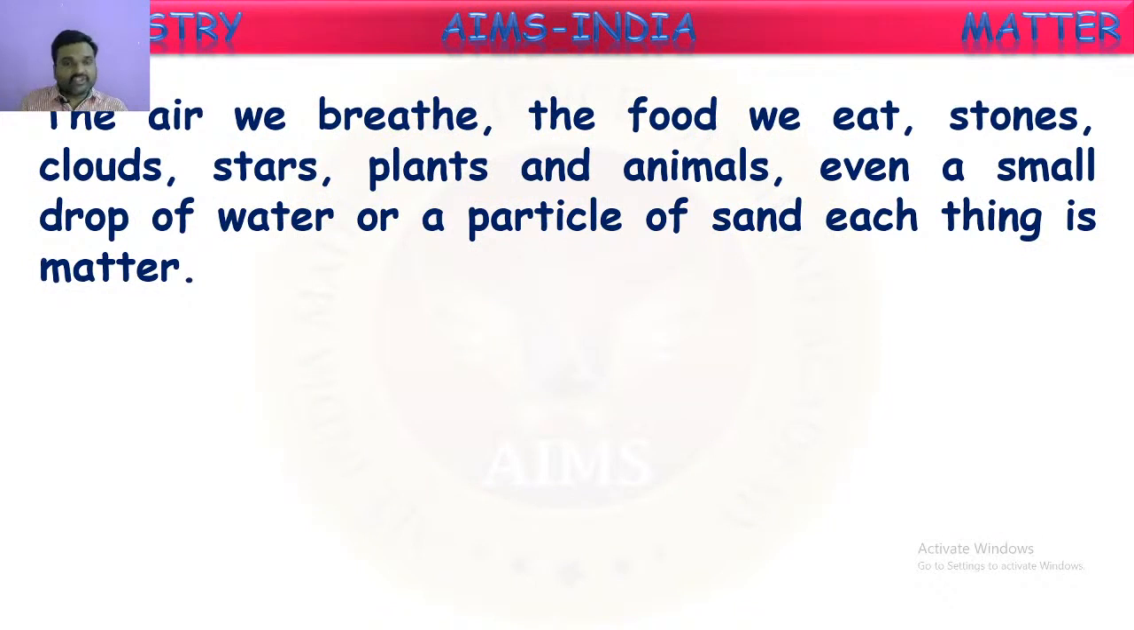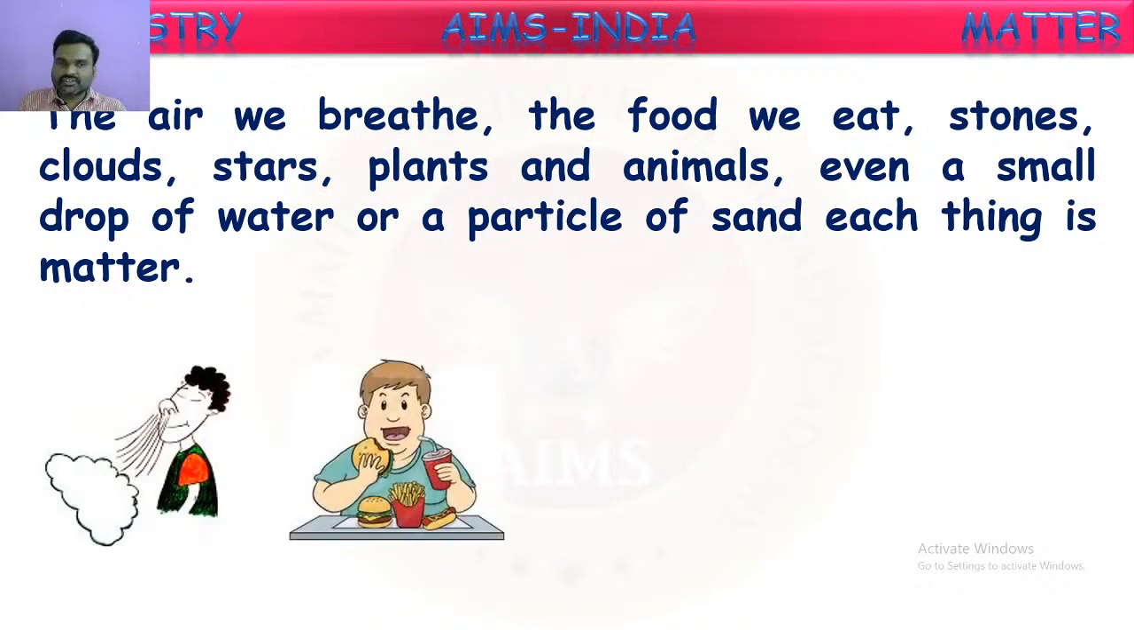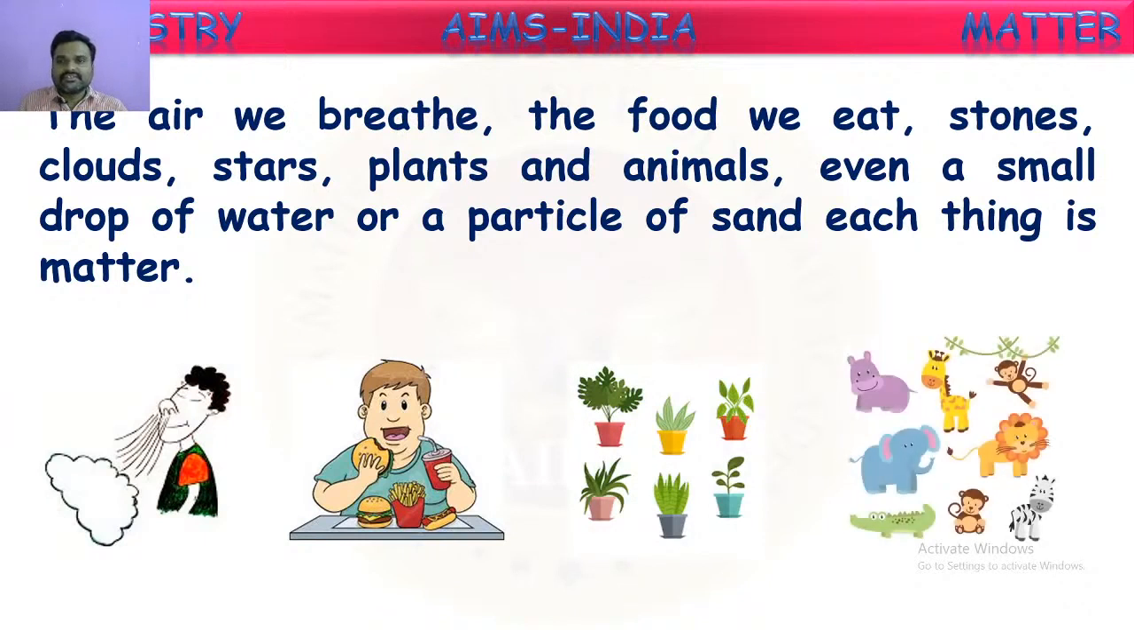The air we breathe, the food we eat, stones, clouds, stars, plants and animals, even a small drop of water or a particle of sand, each thing is a matter. Everything in this universe is a matter, but it should have those three properties mainly. Then it is considered as a matter. Here some are shown. The air we are breathing and the food we are eating, plants and animals, these all come under matter and are a composite of some particles.